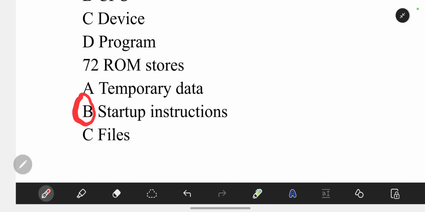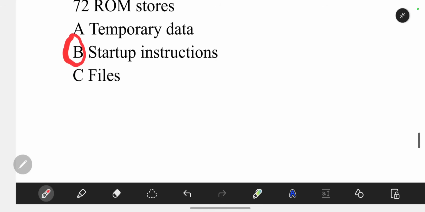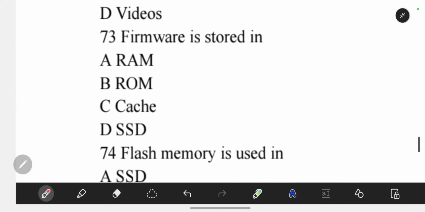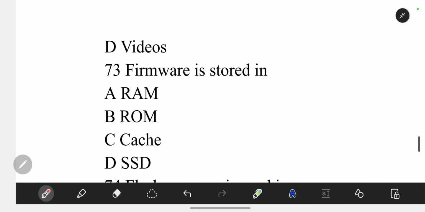Then when we look at our 72, we have ROM stores startup instructions. How the computer is going to start up. ROM stores that through the use of the basic input-output system. I'm repeating this so that you don't forget. Then when we look at our 73, firmware is stored in ROM. That same BIOS is an example of firmware, which is stored in ROM.